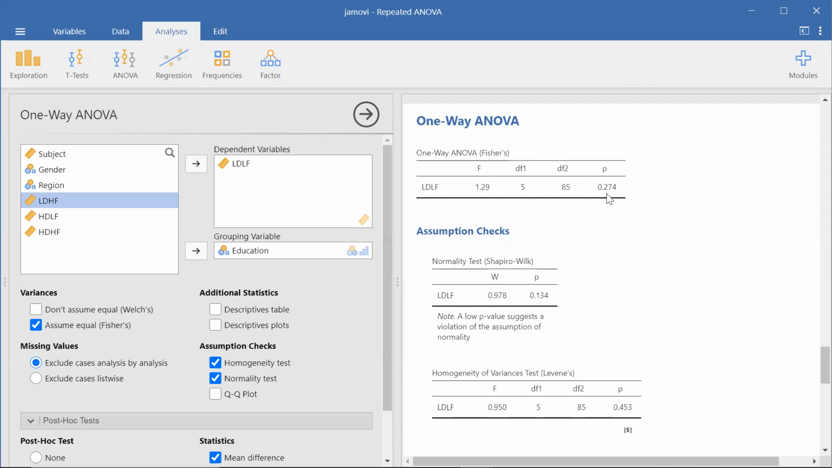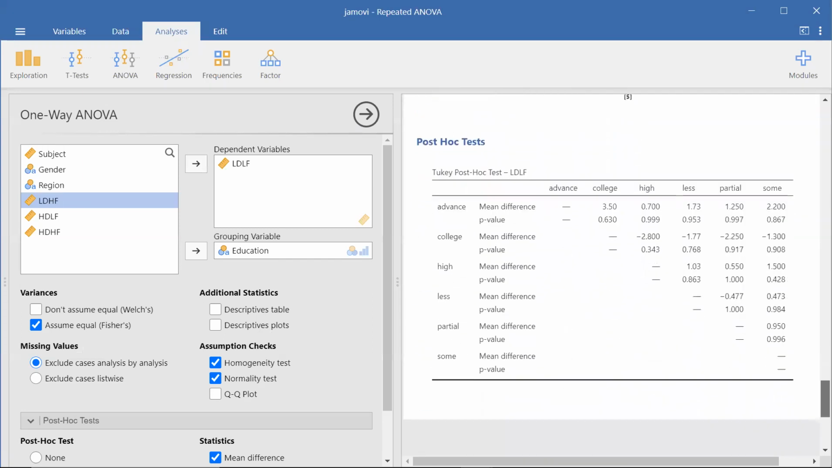the p-value here is 0.274, which is greater than 0.05, which indicates that the null hypothesis is accepted and there is no significant difference between the amount of low discuss low fear and the education that a person has achieved.